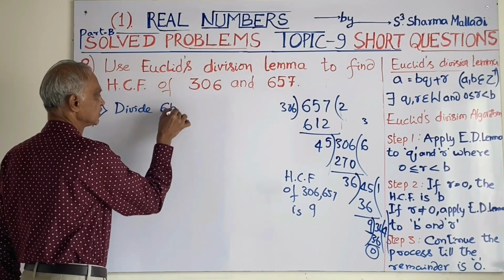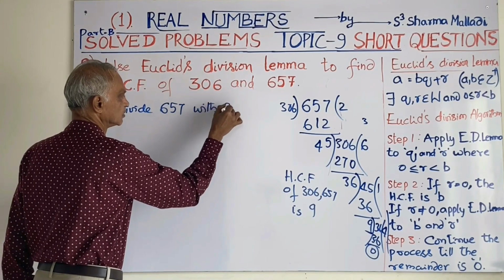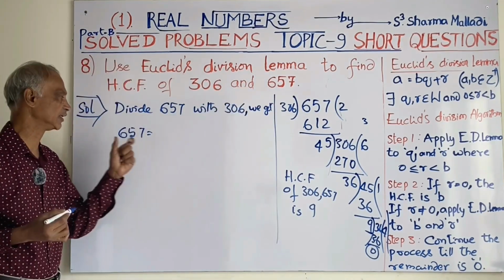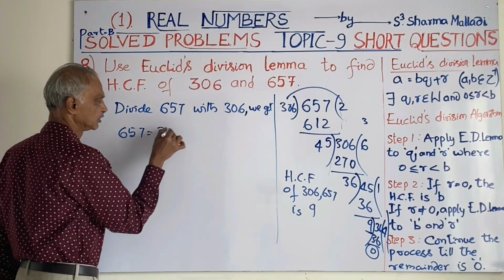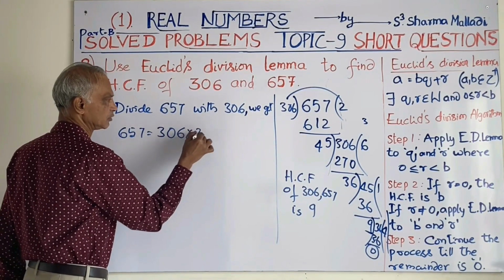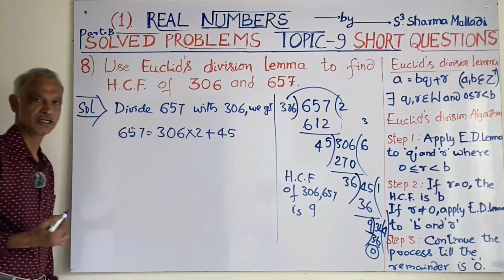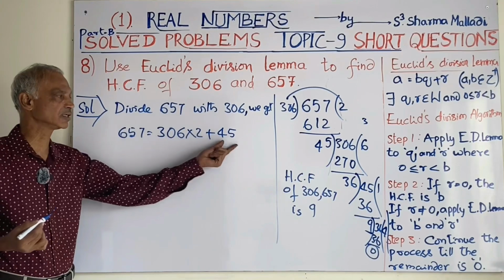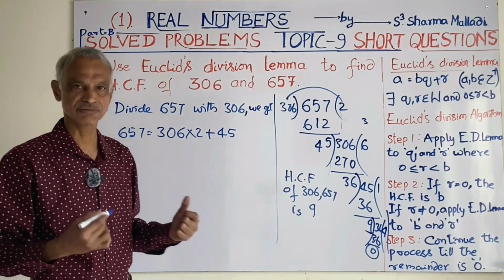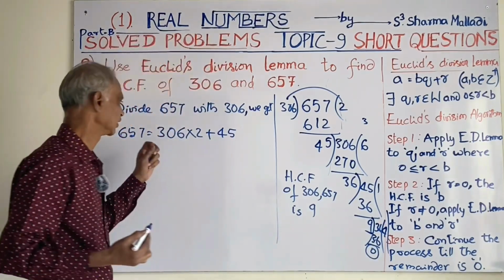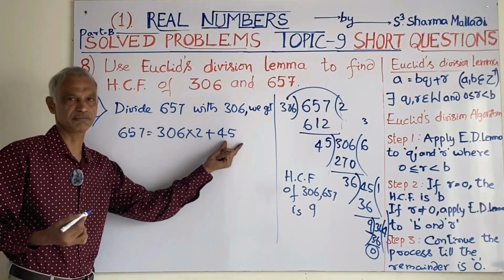Divide 657 by 306. We get 657 is equal to 306 into 2 plus the remainder 45. You see, you are not getting remainder 0. Again, what do I have to do? Apply Euclid's division lemma to B and R, that is, divisor and remainder.